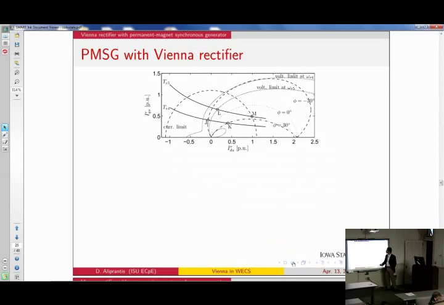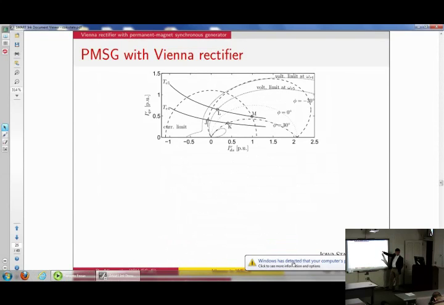Okay, now let's see what happens when you have the Vienna rectifier, because things here are more complicated. That's why I showed you the previous slide first, to get you into the spirit. The current limit is still here, the same current limit. It's still a circle. Where is this circle? It just shifted around. The axis, the origin, has shifted.